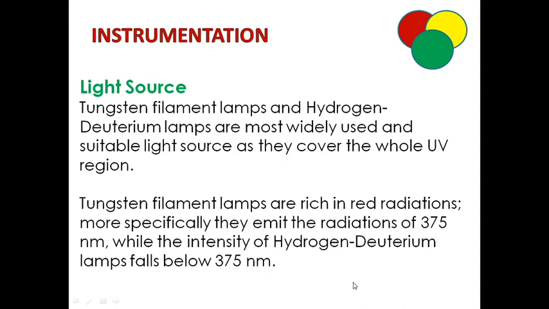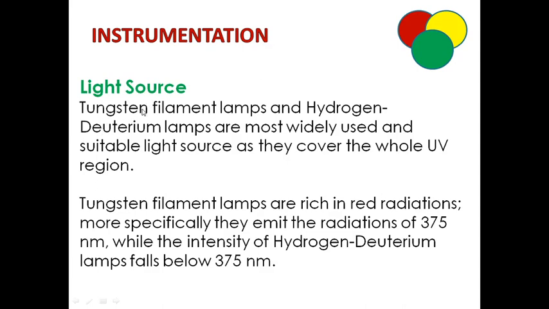In the instrumentation process, the main elements that we have to know are a light source, monochromator, sample and reference cells, detector, amplifier and recorder. These are the parts in a UV visible spectrophotometer. Now let us discuss all the parts in detail. Here I am giving light source.